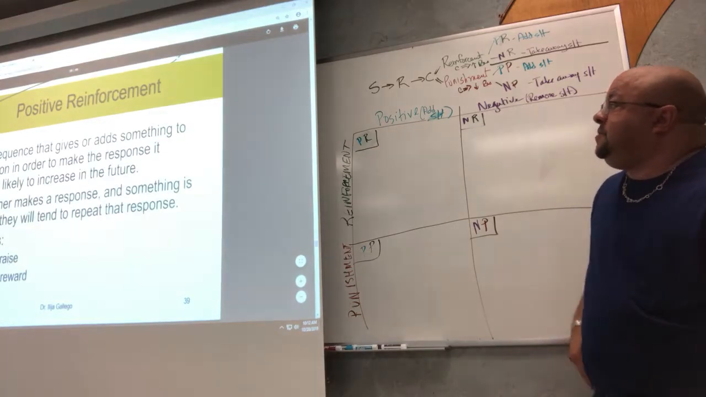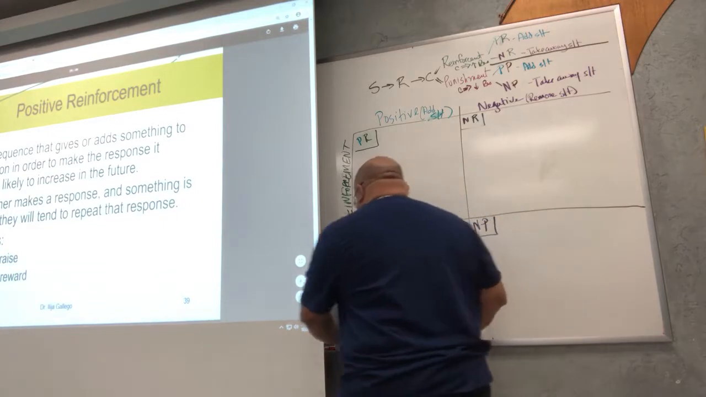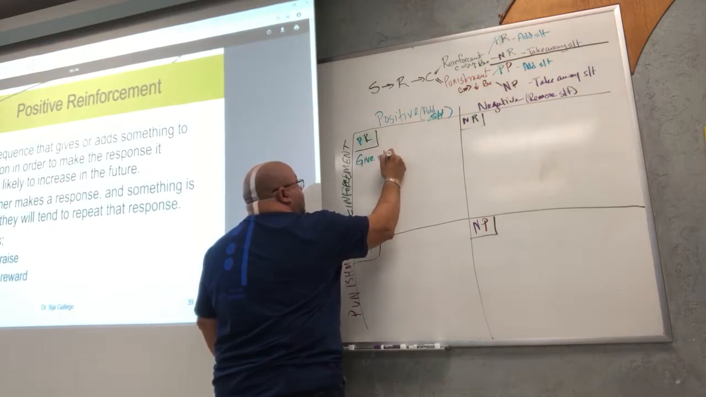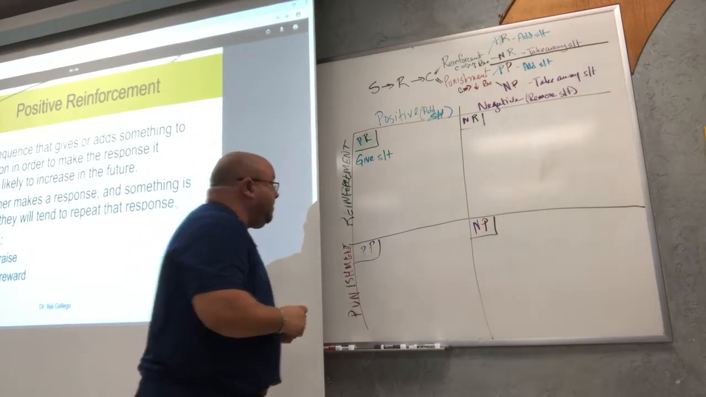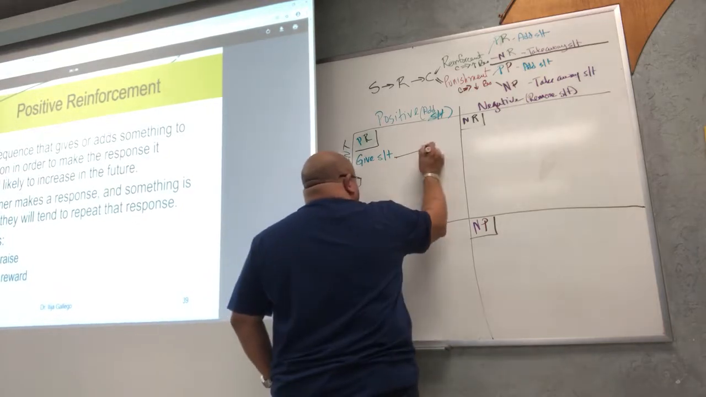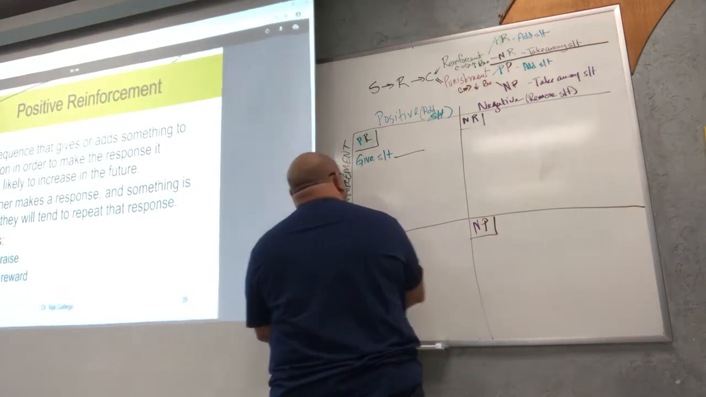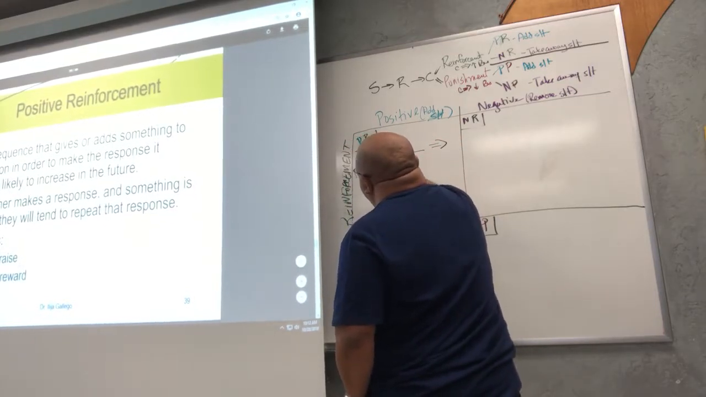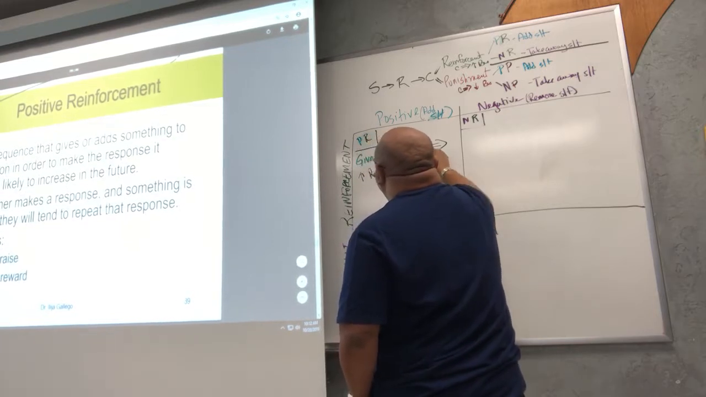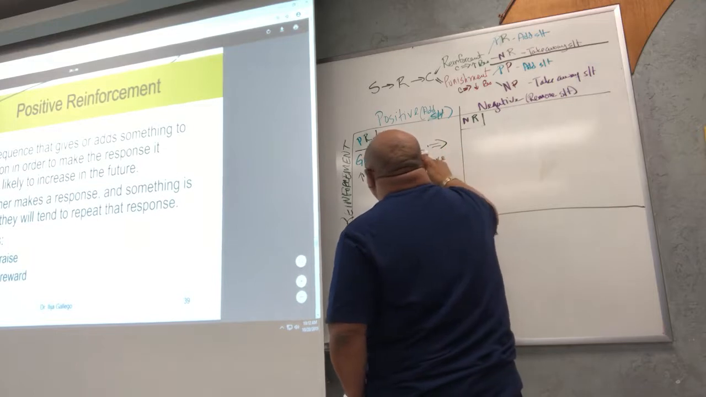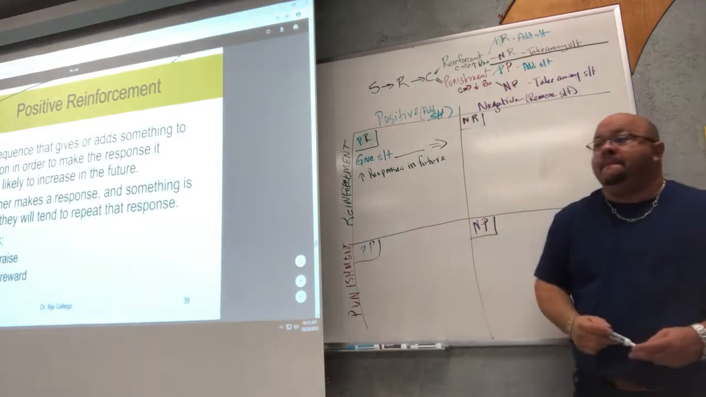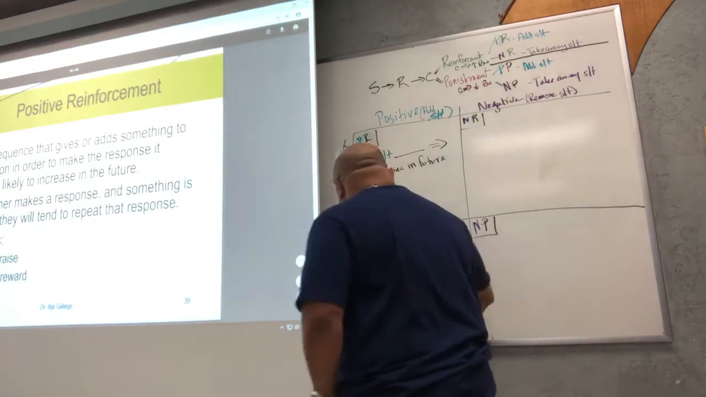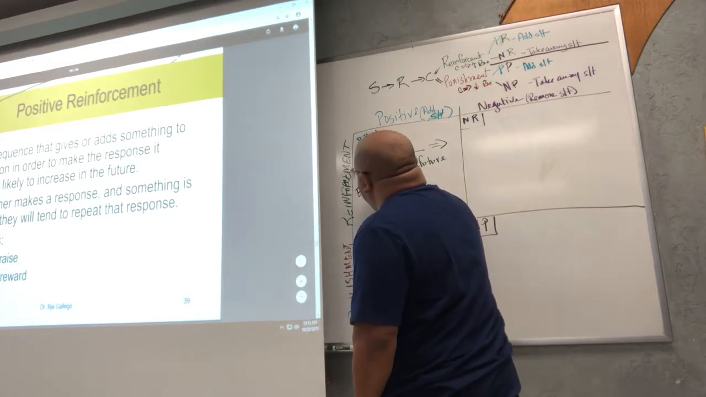All right, positive reinforcement. Let's talk about that. Okay. The positive part means I'm going to give something. That's why it's in the color that represents positive. And it's going to lead to an increase in responses in the future. That's the positive part. You with me? Yeah? Everybody with me? Yeah. Okay. So examples of positive reinforcement.